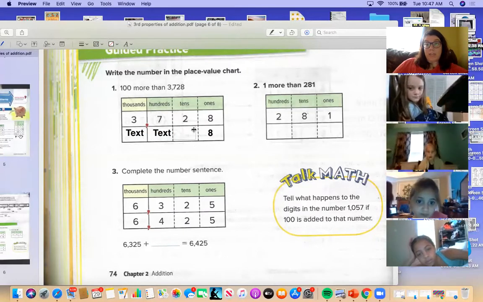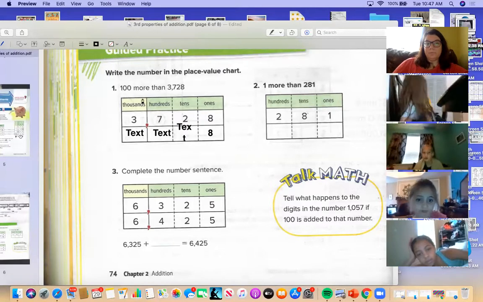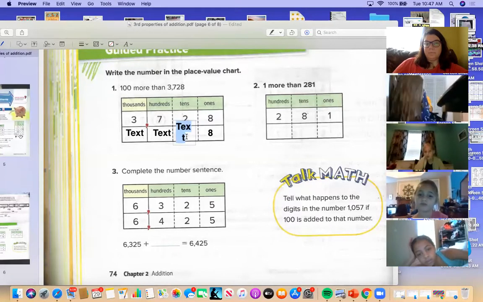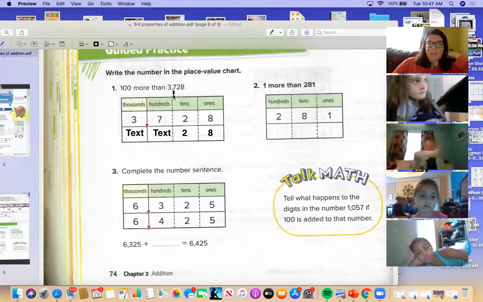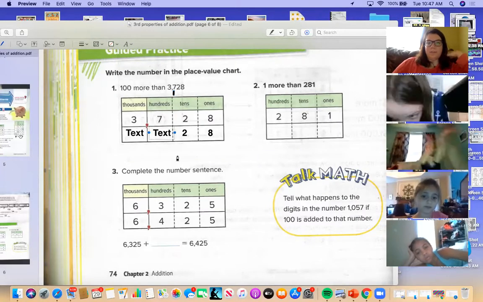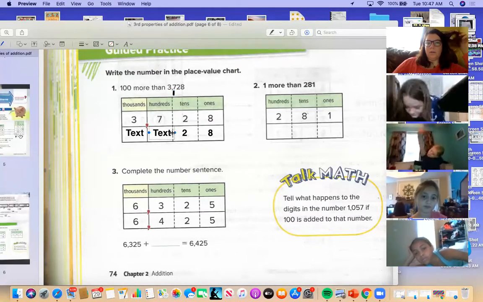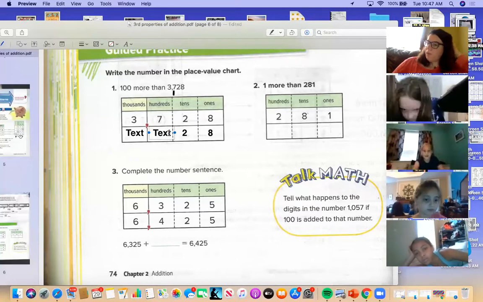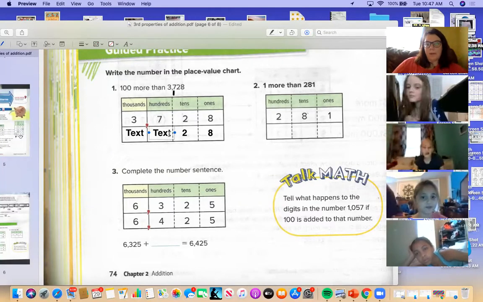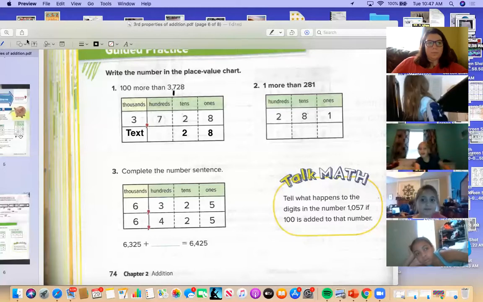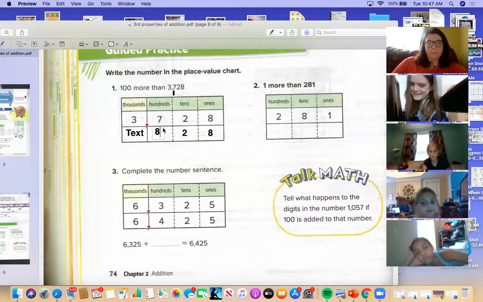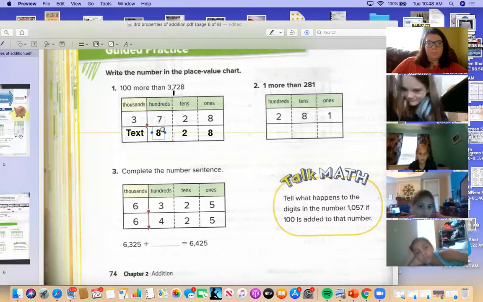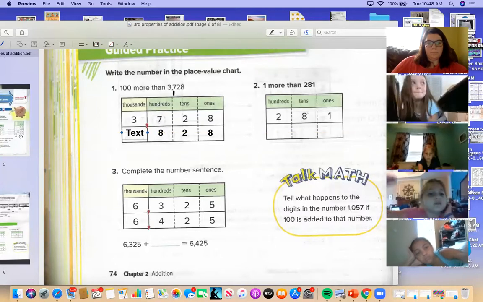Are tens going to change if we add 100 more? No. The number that's going to change is the number in the hundreds place because we're adding 100 more. Instead of having 700s, we have what? 800s. We have 800s. 3,828. Exactly. There we go.